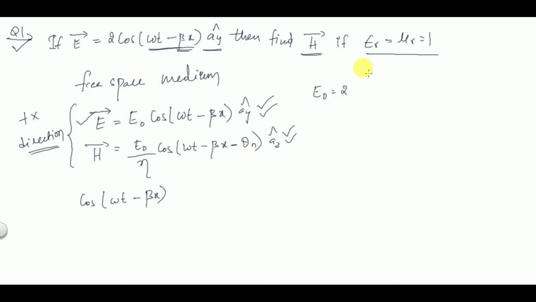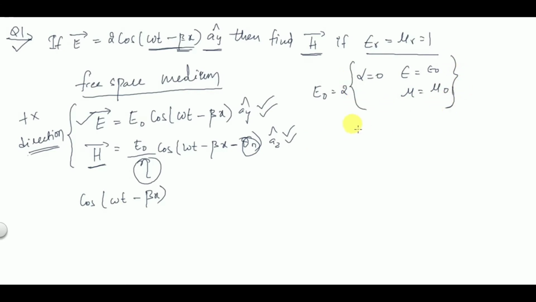And eta we have to find. Once you find eta and theta n, then we can write the equation for H bar. So in free space, we have got epsilon r is equal to mu r is equal to 1. When epsilon r mu r is equal to 1, then epsilon is equal to epsilon naught, mu is equal to mu naught, and alpha is equal to 0, because no attenuation constant is given. Which medium satisfies all these conditions? Free space medium.